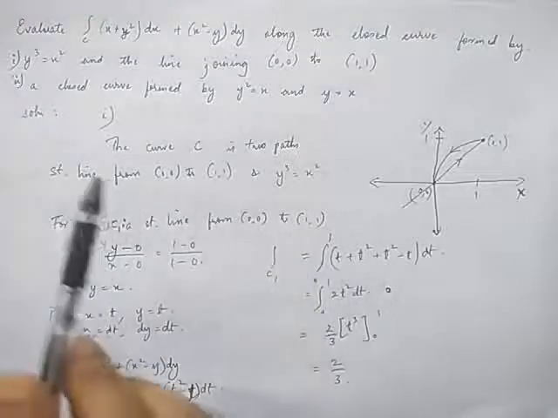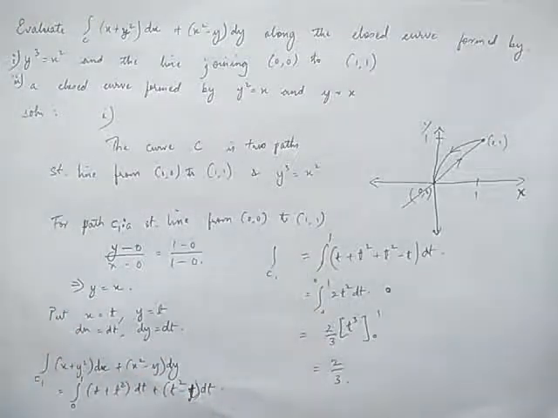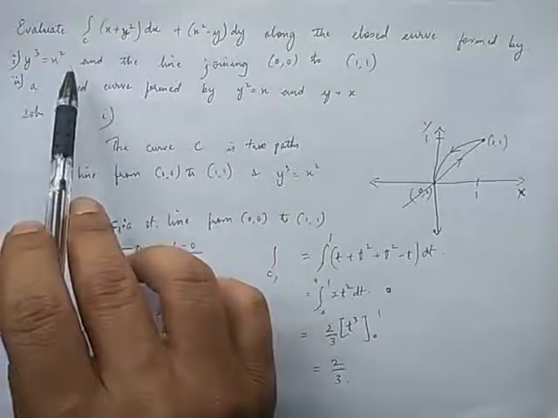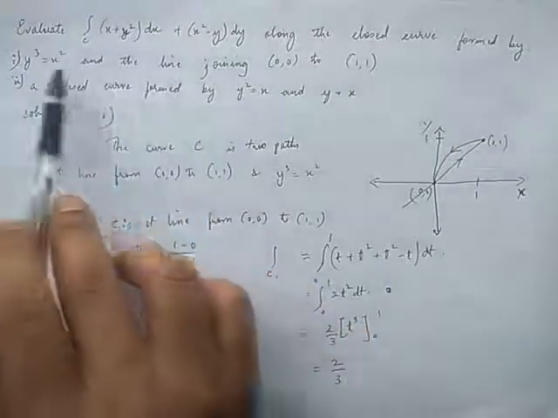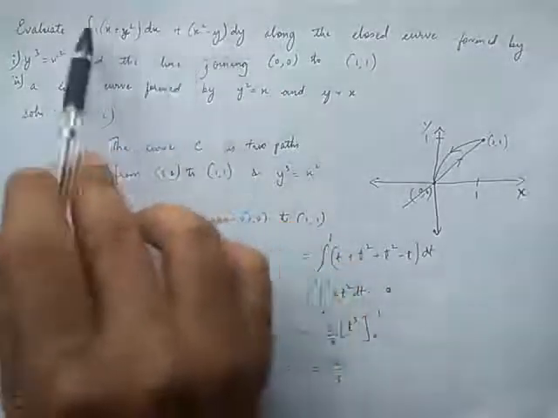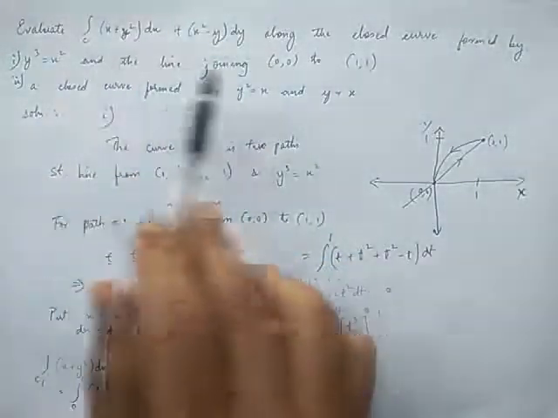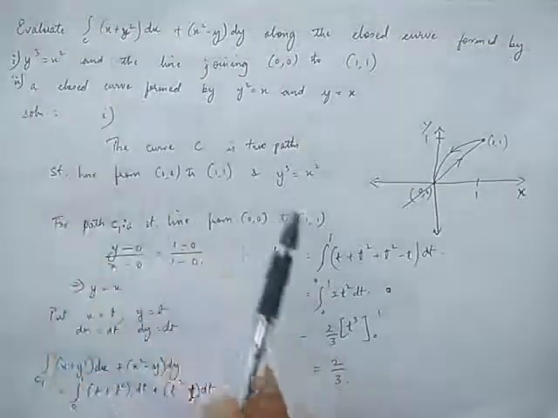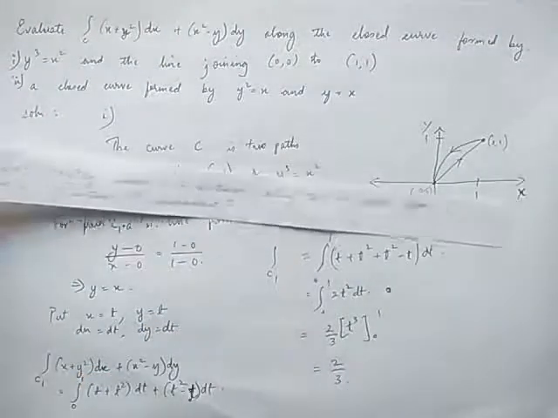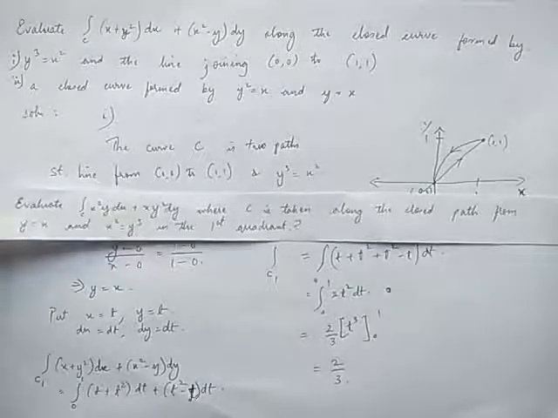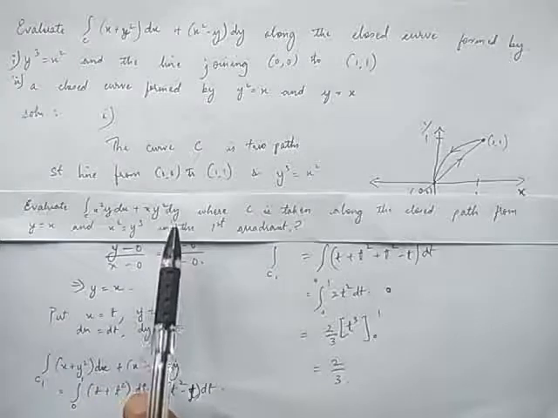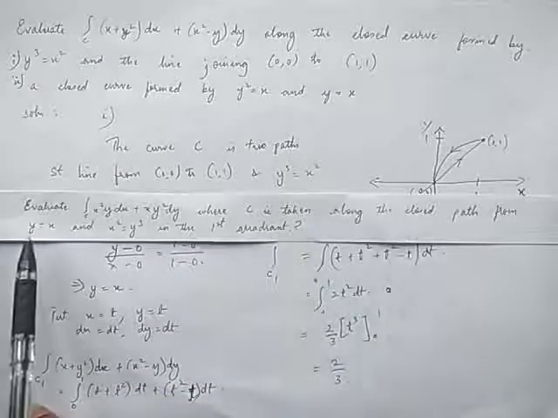The problem that I will give you will be the same as the first one, but the integrand will be different. So here is this one. You can evaluate x square y dx plus xy square dy, where C is the path, this one.